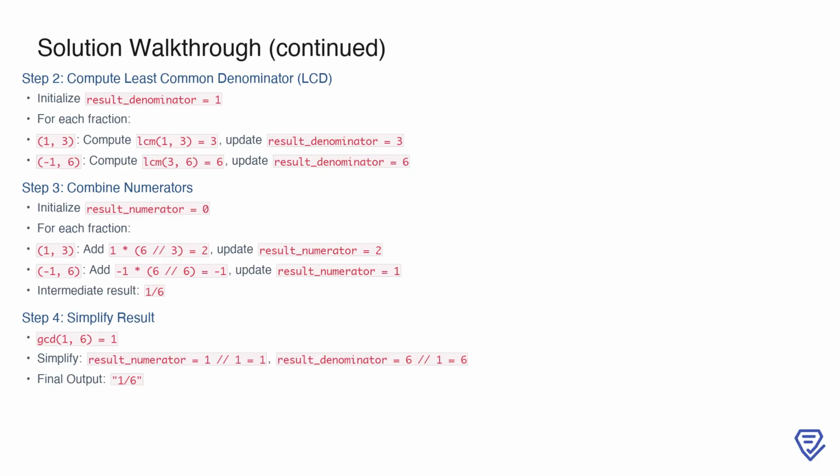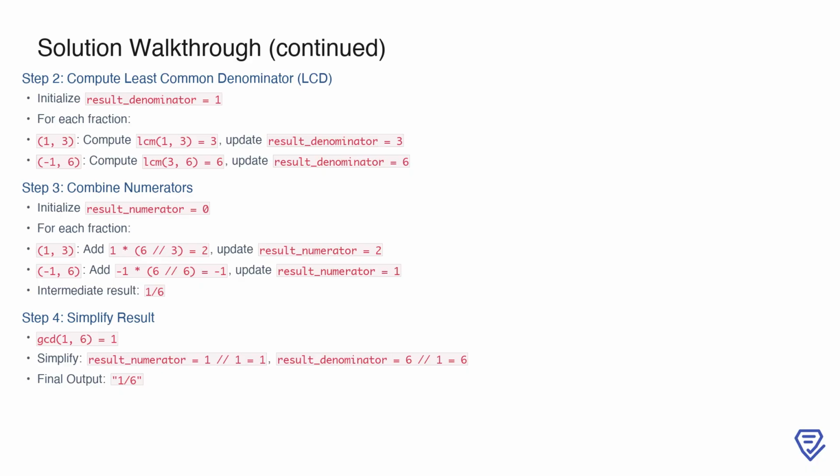The adjusted numerator is 1 * 6 // 3 equals 2, so we update result_numerator to 2. Then, for 4 minus 1/6, we calculate -1 * 6 // 6 equals -1, updating result_numerator to 1. This gives us the intermediate result 1/6.